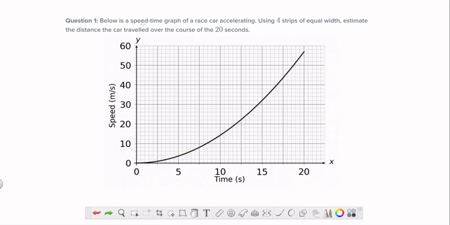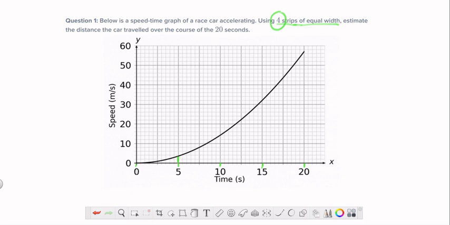Reading the question now, below is a speed time graph of a race car accelerating. Using 4 strips of equal width, estimate the distance the car traveled over the course of 20 seconds. What I'm going to do is split the area under the curve into shapes that are known, but it wants 4 strips of equal width. So I need to split that time, 0 to 20 seconds, into 4 equal strips. So that's from 0 to 5, 5 to 10, 10 to 15, and 15 to 20. You can see there's 4 sections there. 1, if you follow the cursor, 2, 3, 4 parts there.